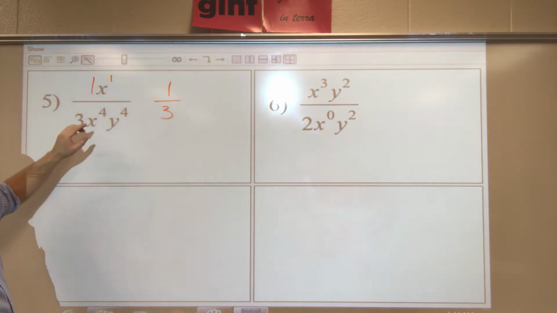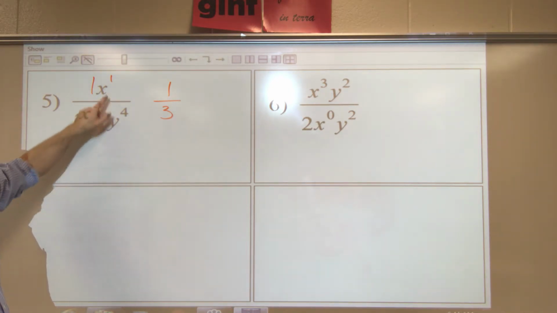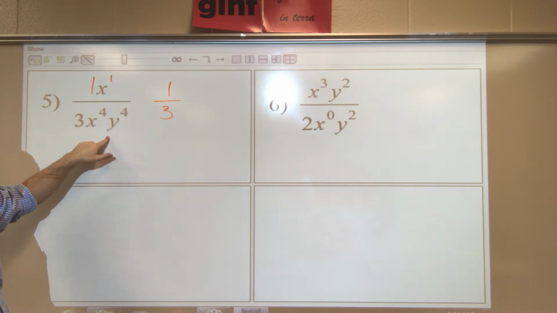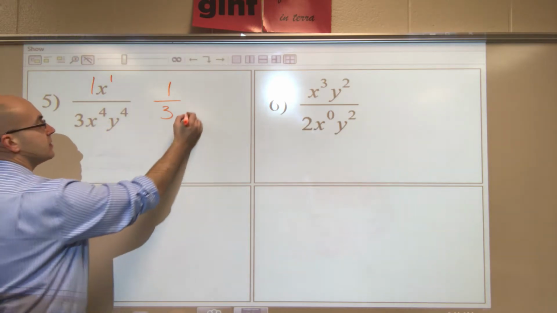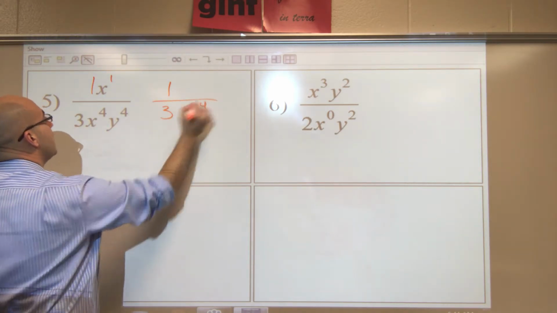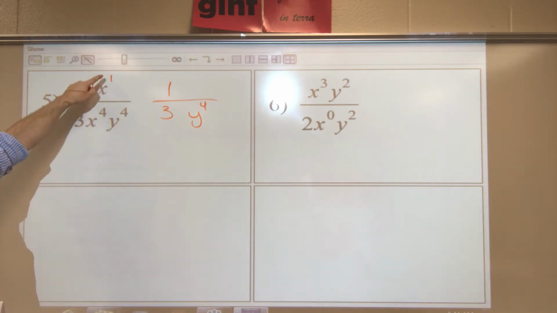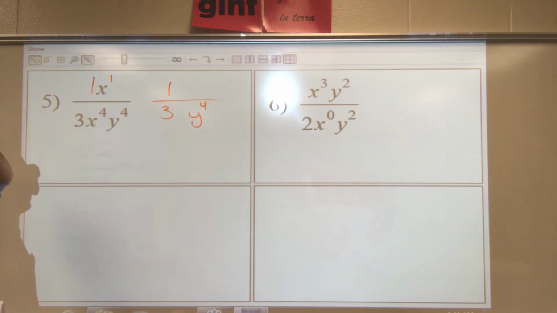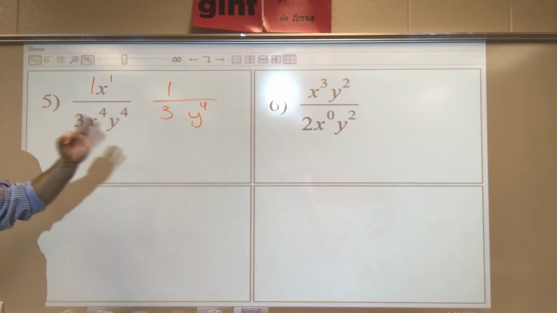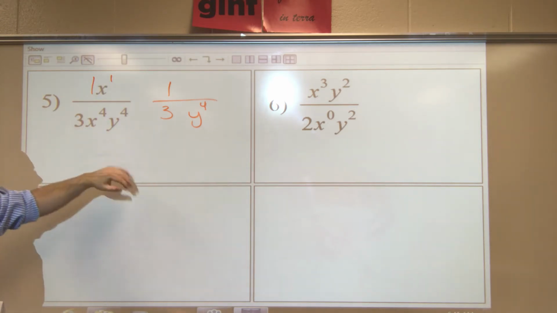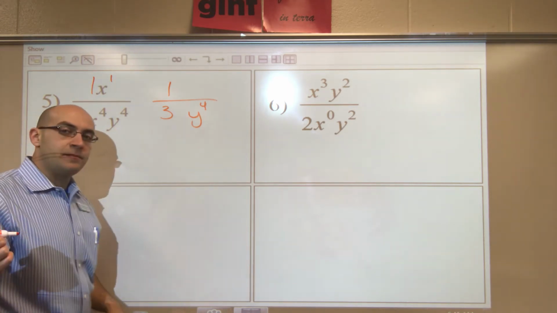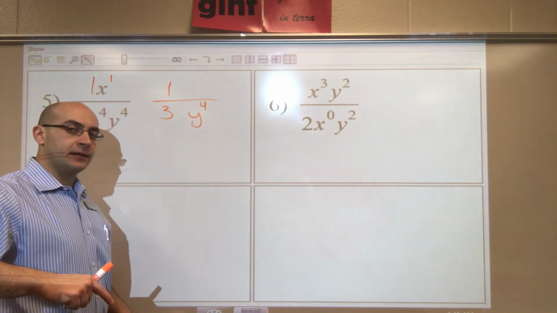Now, let's do the easy thing. You don't see a y up here, but you see a y down here. That means the y's got to stay down here. So let's put the y to the 4th in the denominator. Now, this is the tricky part. X to the 1st divided by x to the 4th. Well, 1 minus 4 is -3. -3, okay? But the negative exponent means that it has to stay in the denominator.